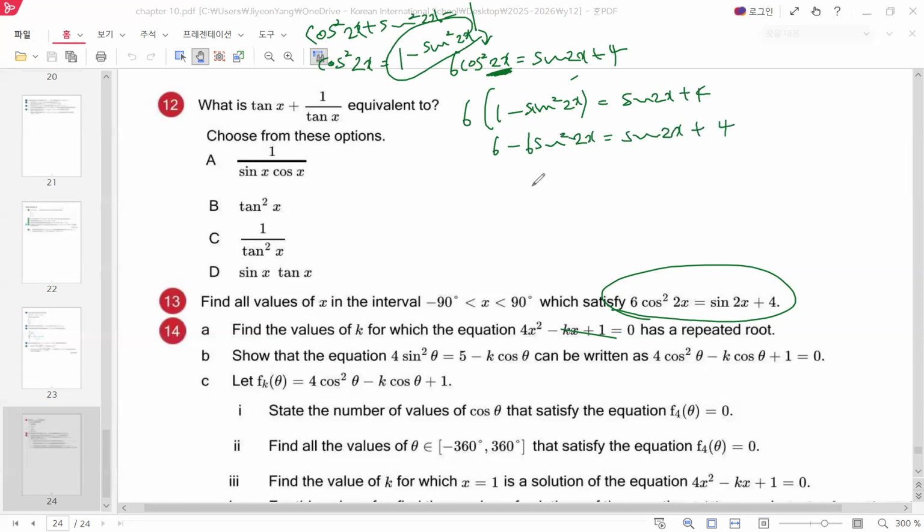Since we don't like the second degree, the highest degree, as a negative coefficient, please move all those terms to the right side. The 6 sine squared 2x plus sine 2x and then plus 4, and move this one to the right side, and then it's going to be minus 2 equals 0. Then by using your calculator, please find the value of sine, please. Quadratic equation.